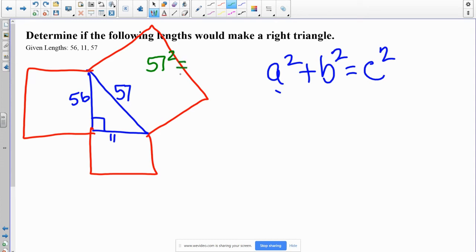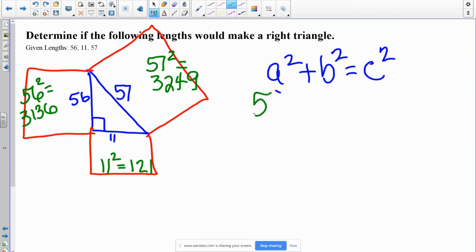So 57 squared equals, again, take your calculator and check this, 3,249. I'm going to take 11, so that'll be 11 times 11. I'm going to square that, which would be 121. And then 56, so one side length is 56, that means the other side is 56. So 56 times 56, or shortcut 56 squared, is 3,136. I'm going to record all my information.